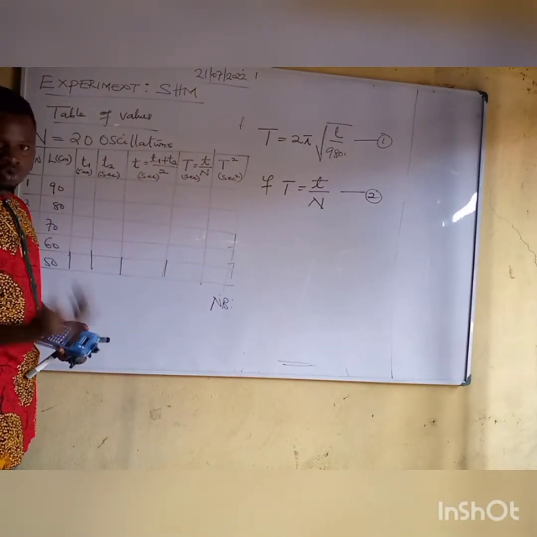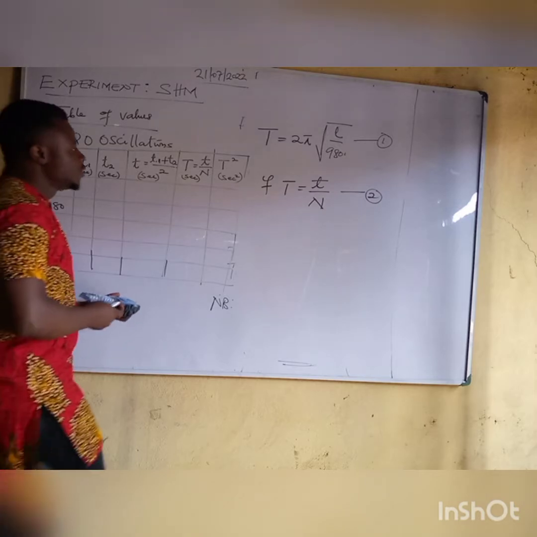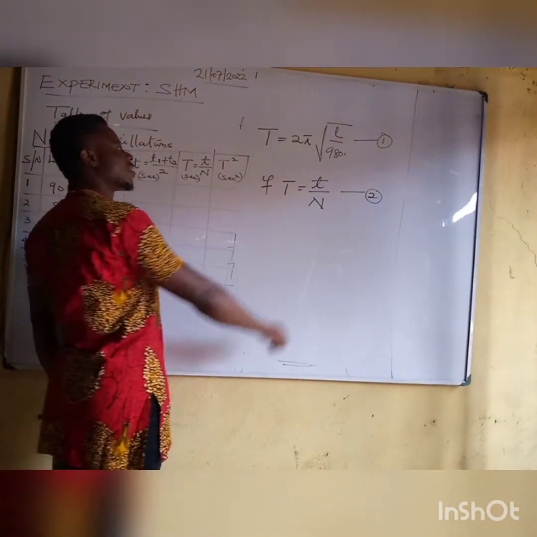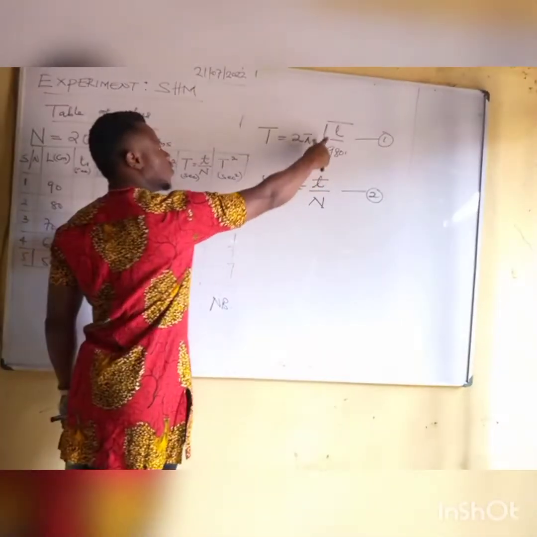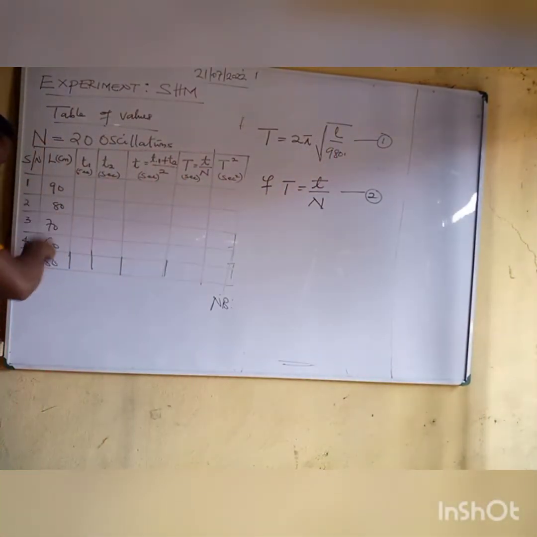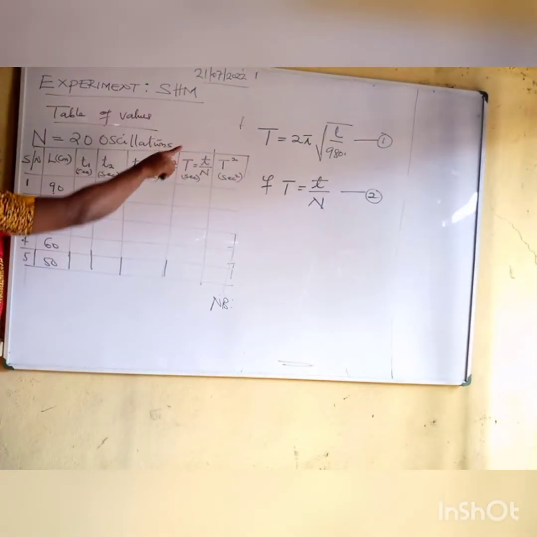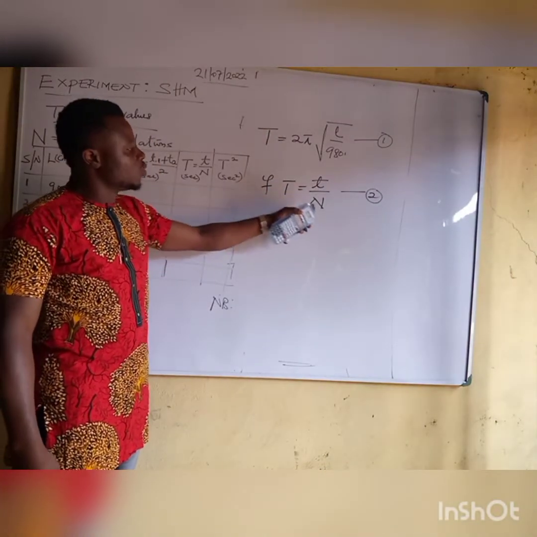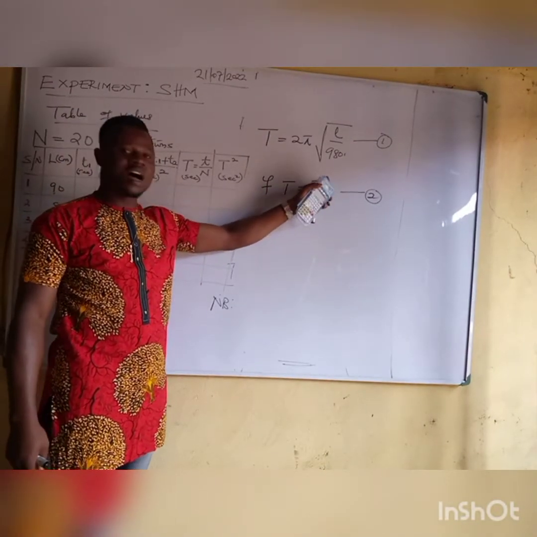They must give it to you. Then the period, which is our T, is gotten from where? This equation 1, when the length is given. Look at the length. So when the length is 90, you put 90 there to get your period. Immediately we get our period, you put your period here with your number of oscillations to get your T average.